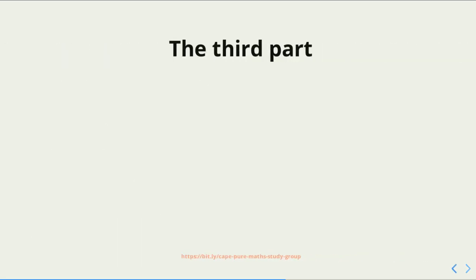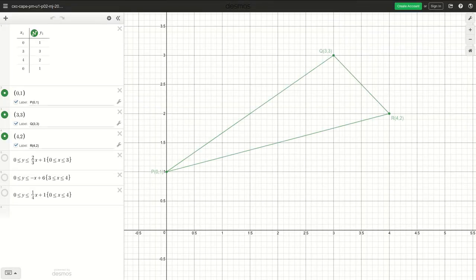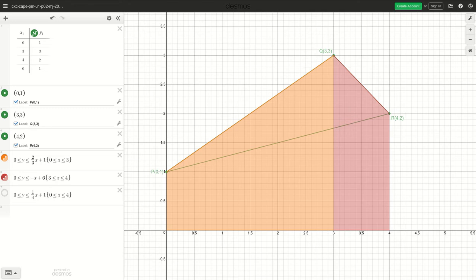In the third part of the question, we want to use integration to determine the area of triangle PQR. One way to determine the area of triangle PQR is to first determine the area under the line PQ and above the x-axis, shaded orange in this diagram, and we label that A. Then determine the area under the line QR and above the x-axis, which we label B, and it's shaded red in the diagram. And then we determine the area under the line PR and above the x-axis, which is shaded blue, and we label that C.